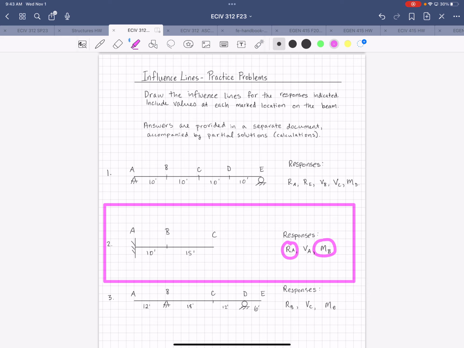Yeah, I was just thinking about it. Do we need to find the influence line for the moment at A to find the moment at B? So, no, you don't for this problem. There's a way to figure it out without thinking about the moment at A.